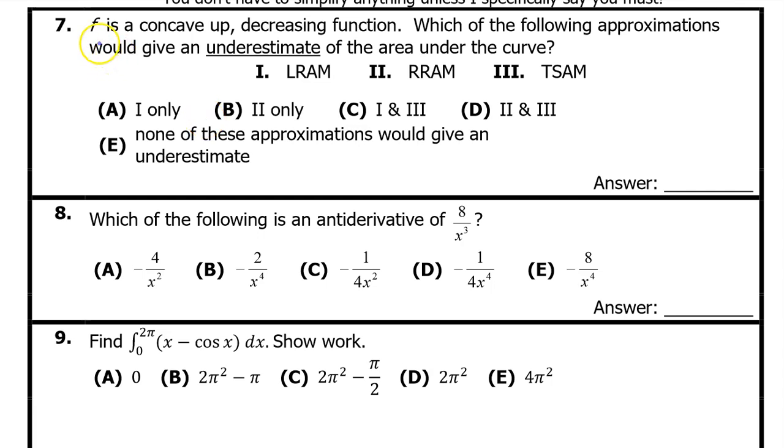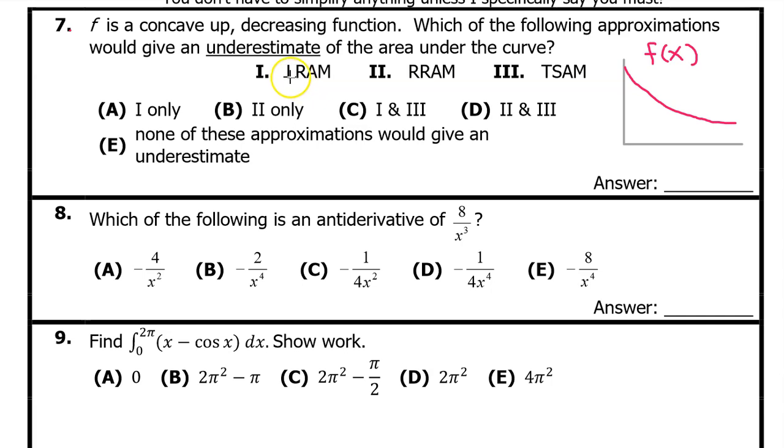Number 7. F is a concave up decreasing function. Which of the following approximations would give an underestimate of the area under the curve? Here's an example graph of f of x that is concave up and decreasing. Will LRAM give an overestimate or an underestimate?